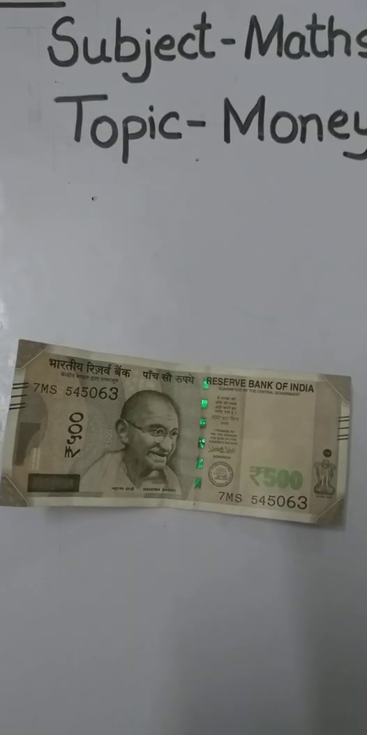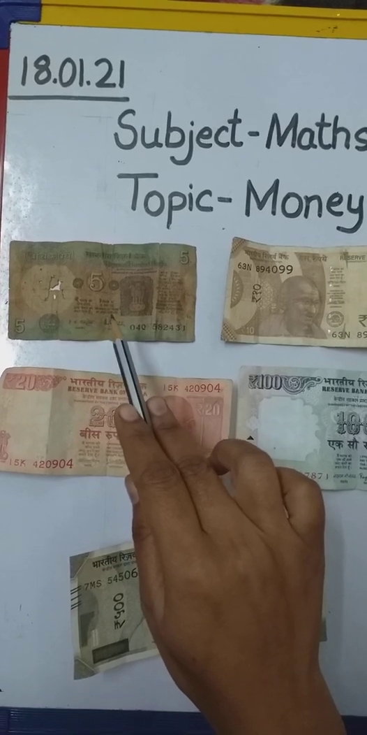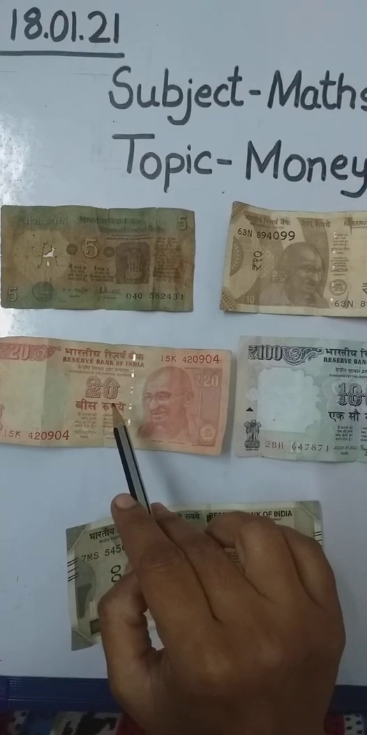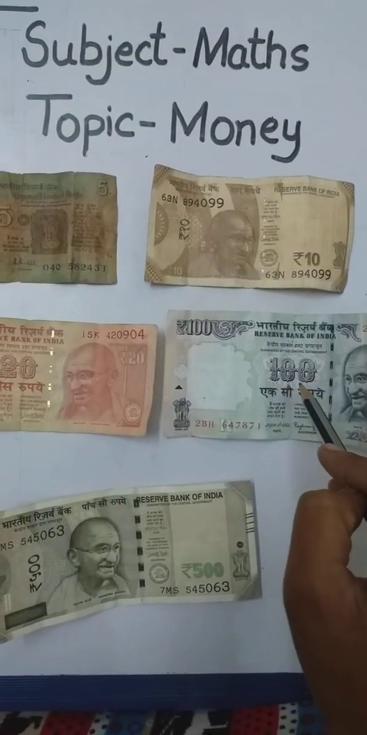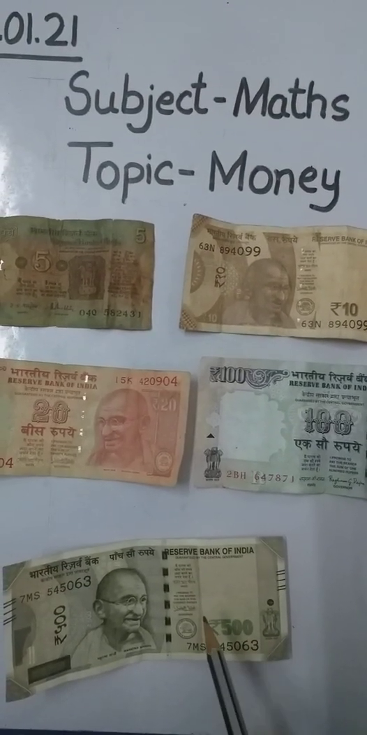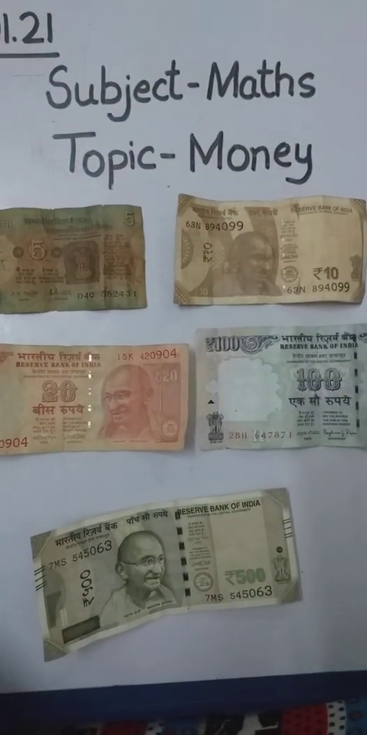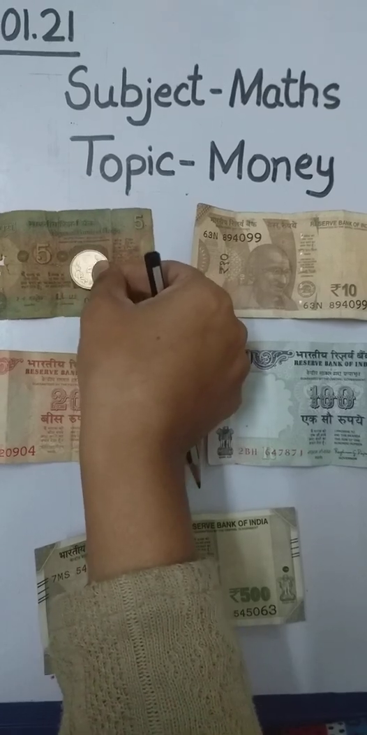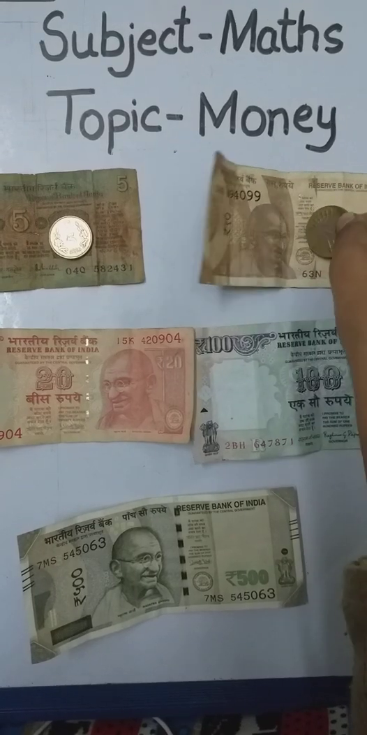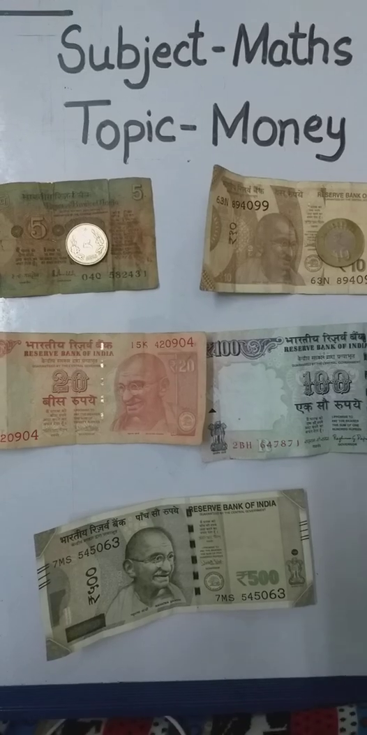So children, we have 5 rupee note and 10 rupee note, 20 rupee note, 100 rupee note and 500 rupee note. And we have also 5 rupee coin and 10 rupee coin.